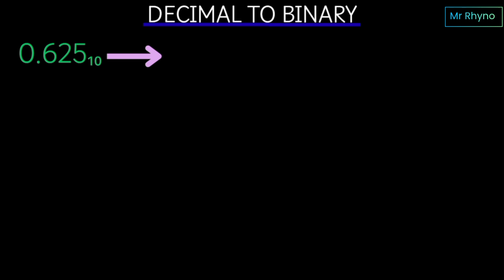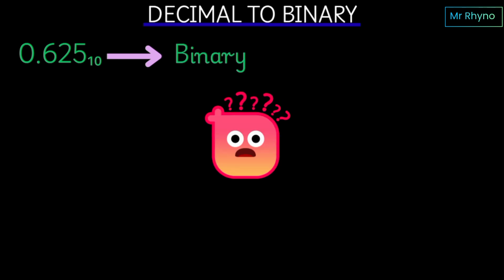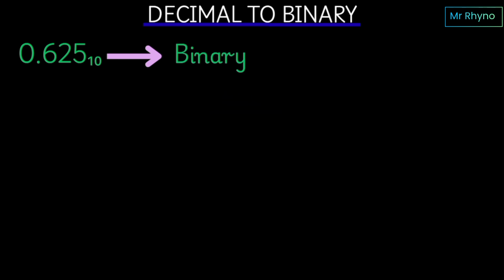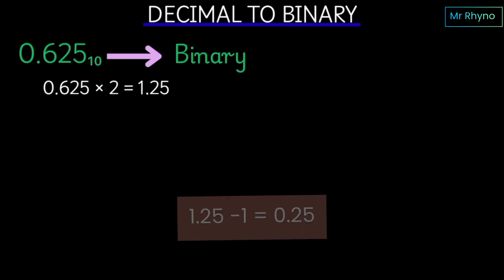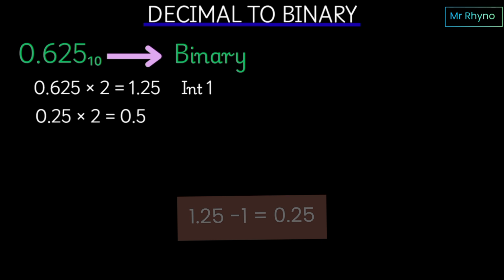Now what if we have a number with decimal points? How do you convert it to binary? Let me take you through this in a simple way. The first thing, we multiply the number by 2 and notice that 0.625 by 2 is 1.25. Then we subtract 1 from 1.25. So our integer part shall be 1. Then 1.25 minus 1 is 0.25, right?